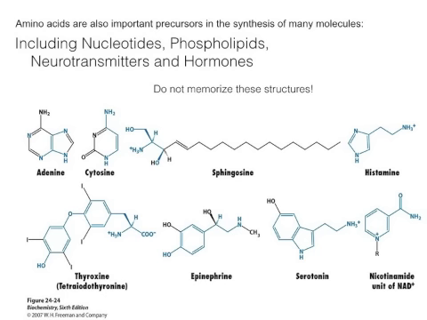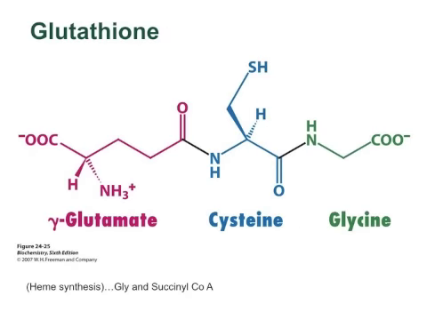Amino acids are also important precursors in the synthesis of many other molecules besides proteins. These include nucleotides, phospholipids, neurotransmitters, and hormones. Please do not memorize these structures or the names, but you do need to know these 4 classes of intermediates. Another important thing that you do need to know is that glutathione is also a product of amino acids, glutamate, cysteine, and glycine. And it is the cysteine that's necessary for the antioxidant properties of glutathione.